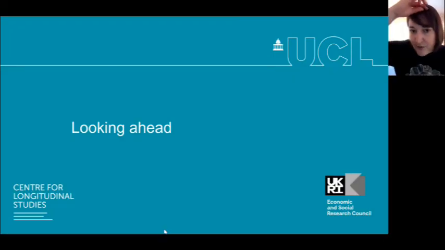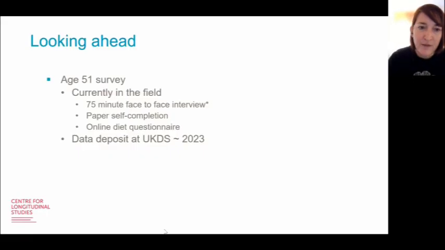Just to plant the seed for the future, thinking further ahead, we're actually in the field currently for the age 51. I'm not sure if we're now calling it age 52 because there have been some slight delays due to the COVID-19 pandemic, but we're currently in the field with a 75-minute face-to-face interview with participants. We're continuing with an online diet questionnaire, and there will be some paper self-completion for some of the more sensitive questions. And we hope to have that data deposited at the UKDS sometime next year.